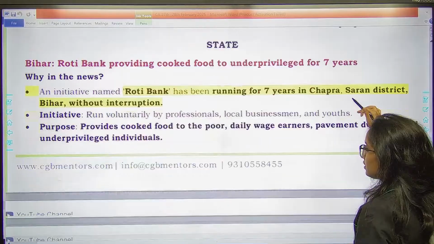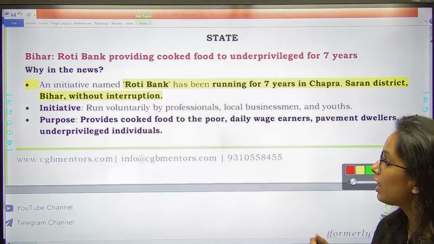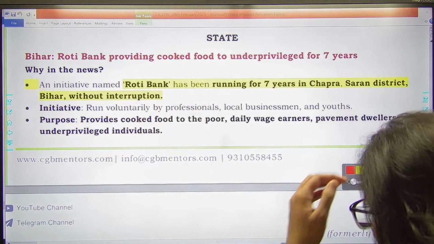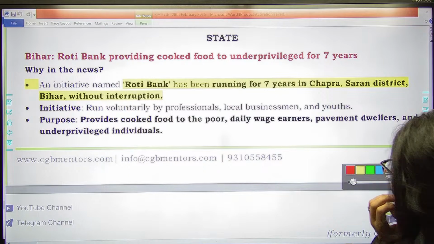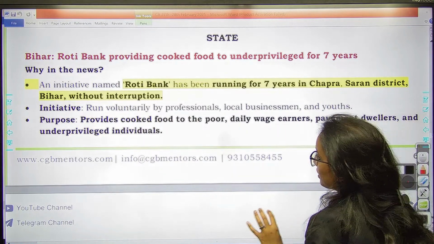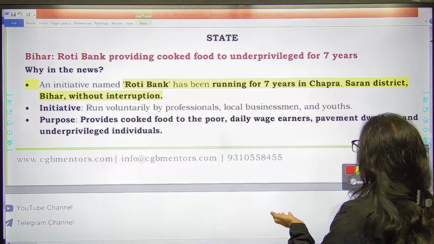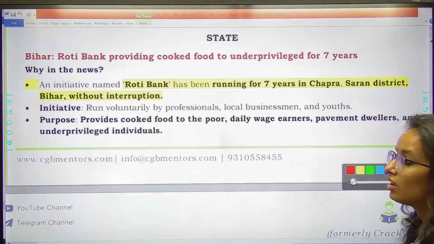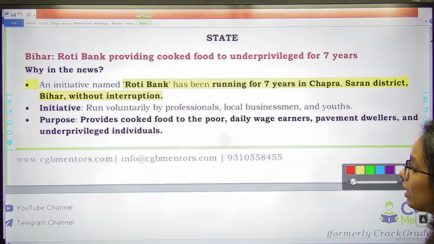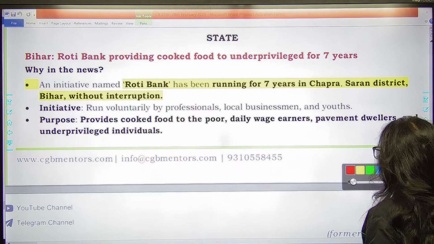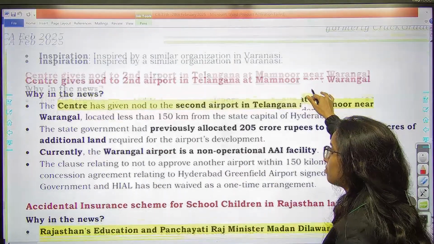The next one is the state news. State news में you have Roti Bank. What is this Roti Bank? It belongs to Bihar. It is an initiative of Bihar. It has been running for 7 years in Chapra in Bihar without interruption, where they provide cooked food to the poor, daily wage earners, pavement dwellers, underprivileged individuals, etc. So Roti Bank belongs to Bihar.